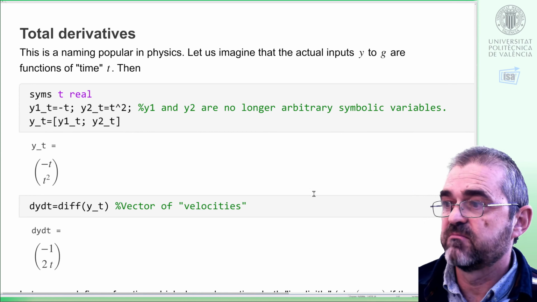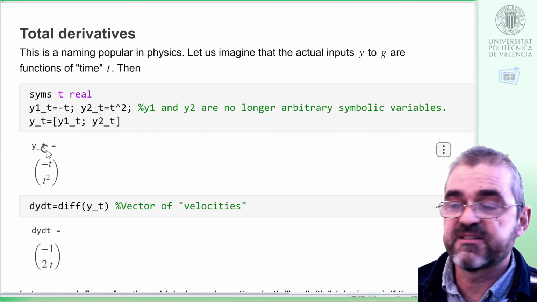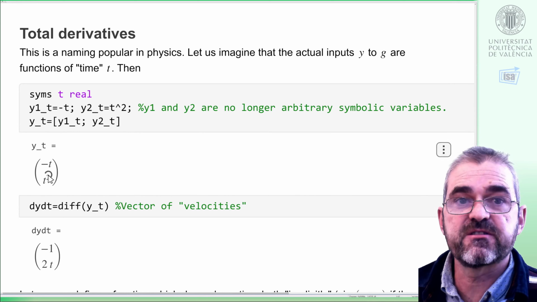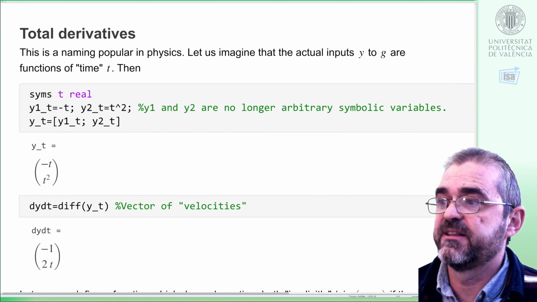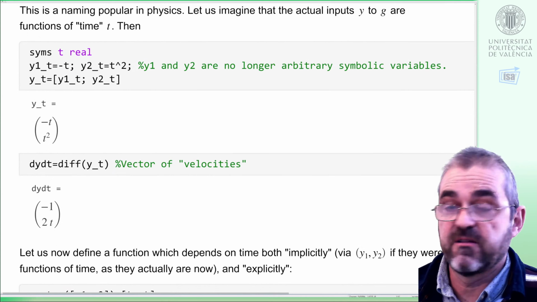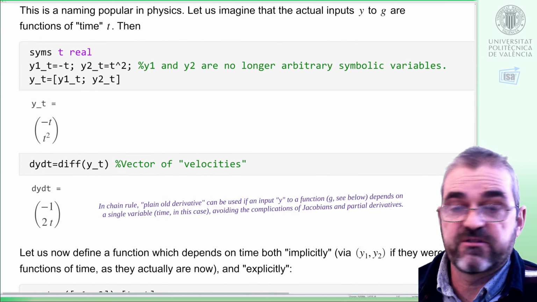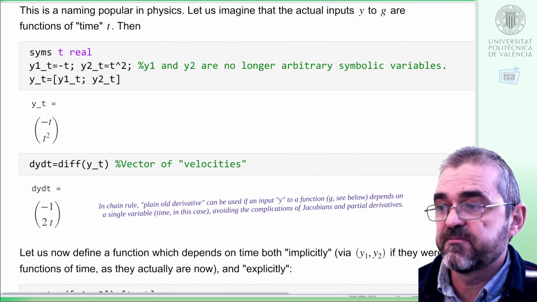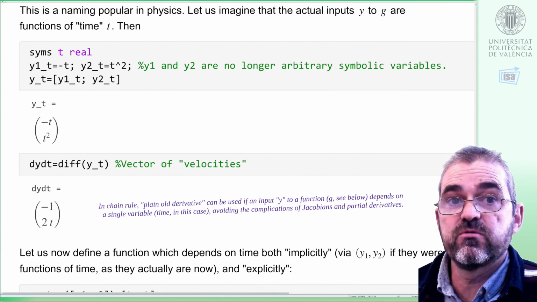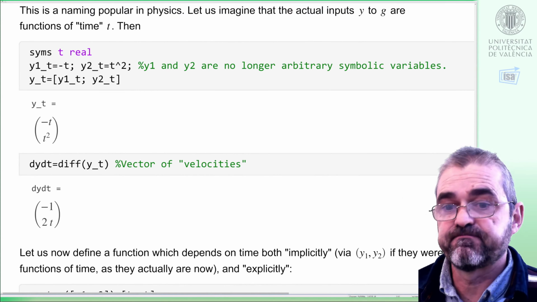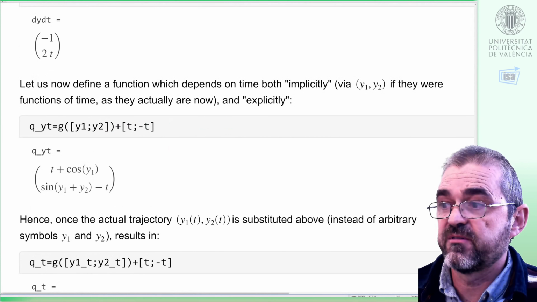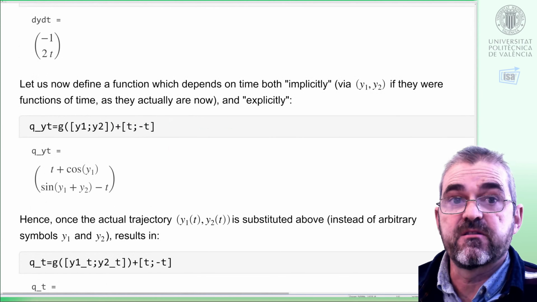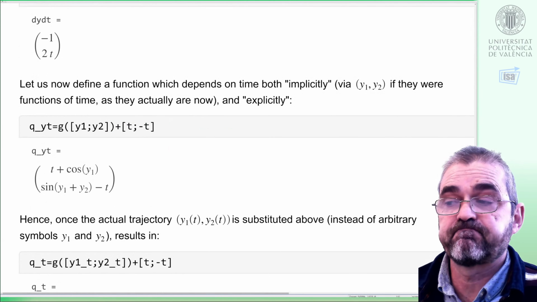So I will know that y of t, the two inputs, are minus t and t squared, and of course later on its time derivative. It depends on only one argument, so it's diff, no need of Jacobian. Okay, it's minus 1 and 2 times t. So imagine that we have a function of both these y things and the time itself.